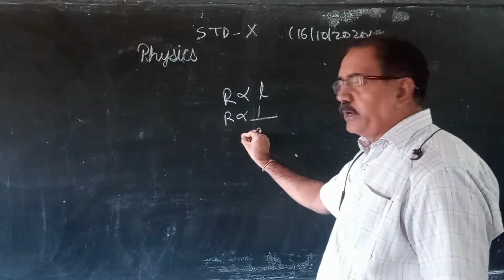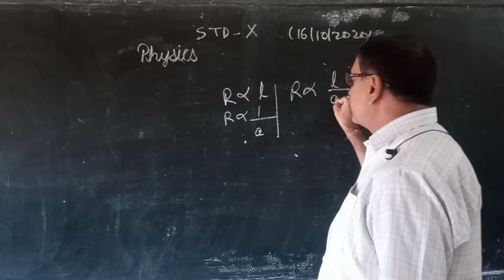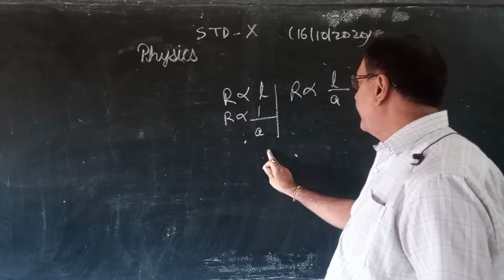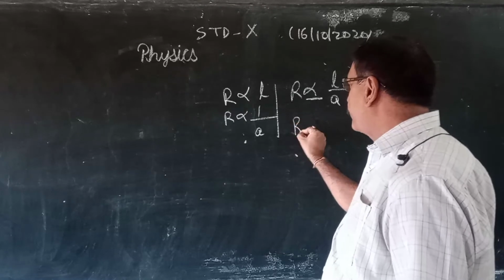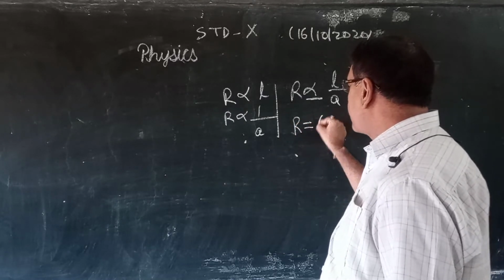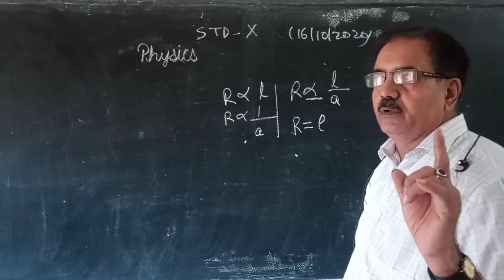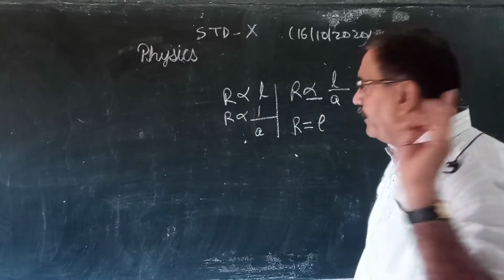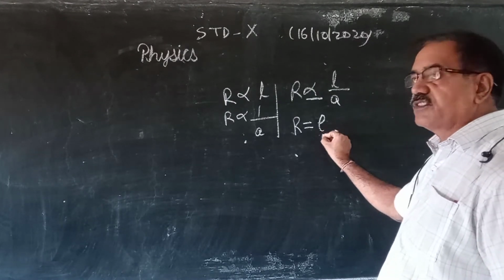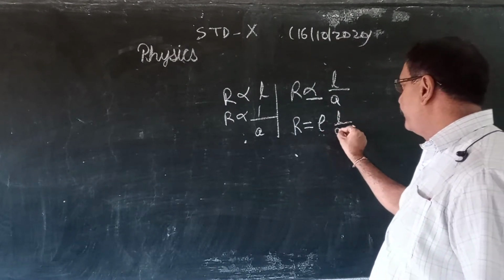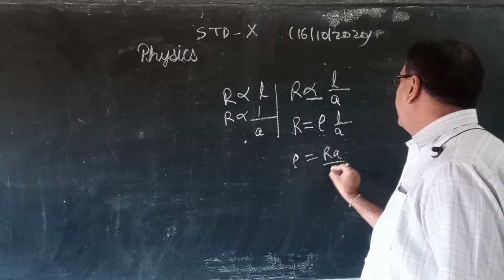Combining these two together, we will get R proportional to L by A. When we remove this sign of proportion, then we have to put a constant. That constant is rho. Don't confuse it with density. You have studied rho in 9th as density. Here rho means specific resistance or resistivity. This is a constant times L by A. So rho is equal to RA by L.